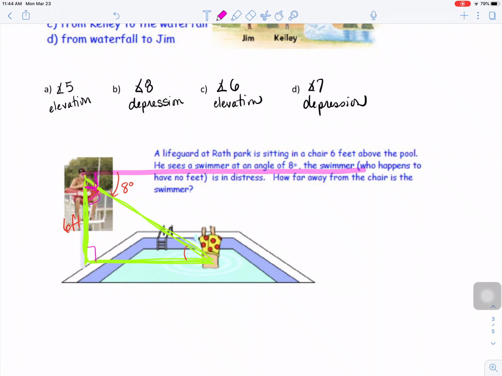Okay? So get a new angle, and then how far away from the chair is the swimmer? How far away from the bottom of the chair? Not from the lifeguard's head, from the bottom of the chair is the swimmer. So there's your unknown. Solve your trig.